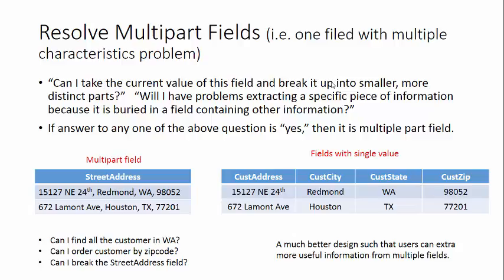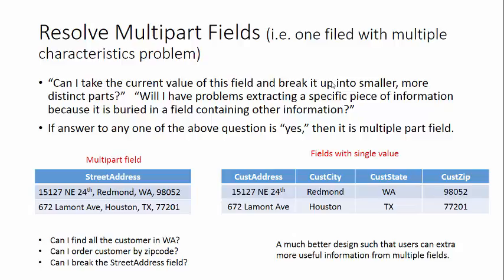Can I take the current value of this field and break it down into smaller, more distinct parts? First question. Second question is, will I have problems extracting a specific piece of information because it is buried in a field containing other information? So ask yourself those two questions for any of the columns where you are in doubt whether that field contains multiple parts. If the answer to any of the above questions is yes, then it is a multiple parts field, and we need to break it down into smaller pieces.